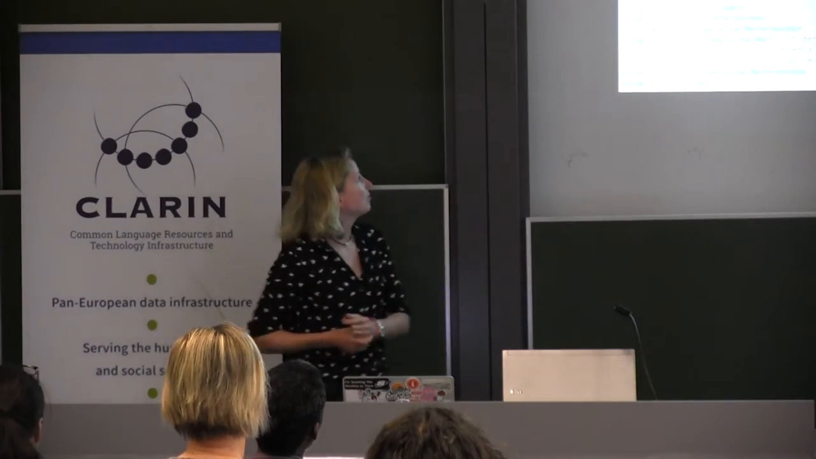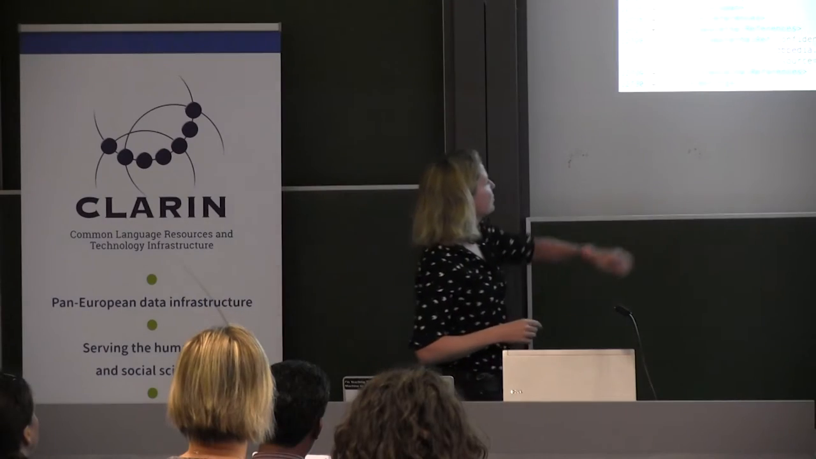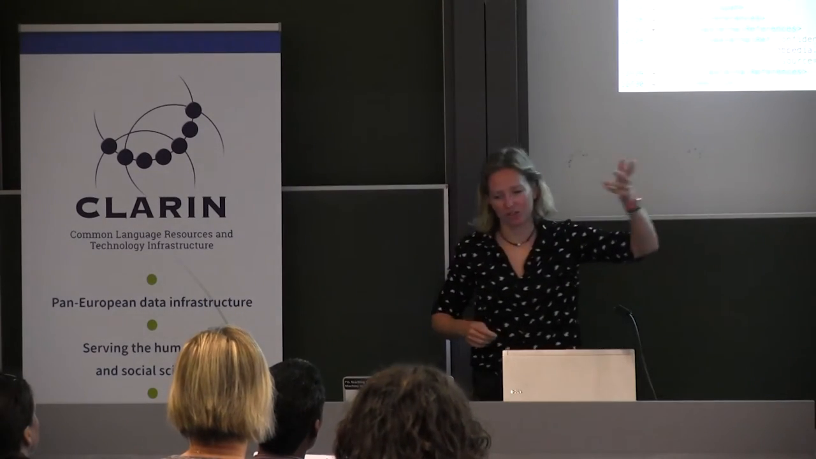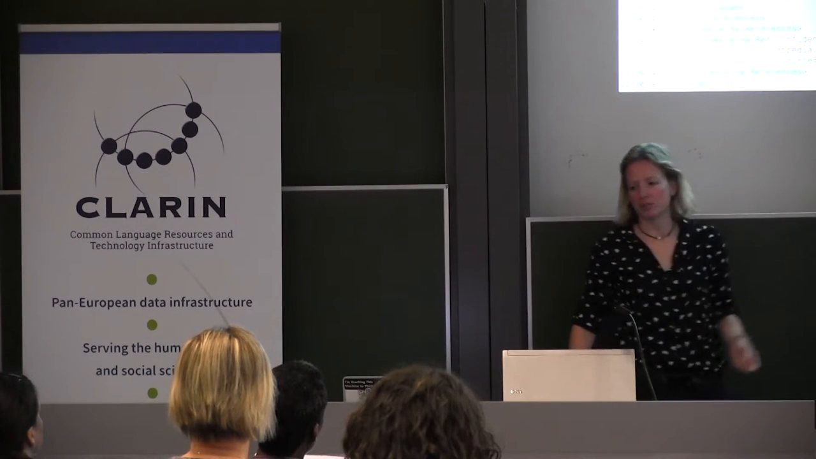So this is how the named entities are represented in our format. And you see on line 12,717, first we recognize that there's a Honda Jazz, which is terms 22 and 23 in our text. And it finds a link to the Honda Jazz webpage in DBpedia, or you could say Wikipedia. And we also found Belastingdienst, so the IRS, the Dutch tax services. And it finds the page about the Belastingdienst.